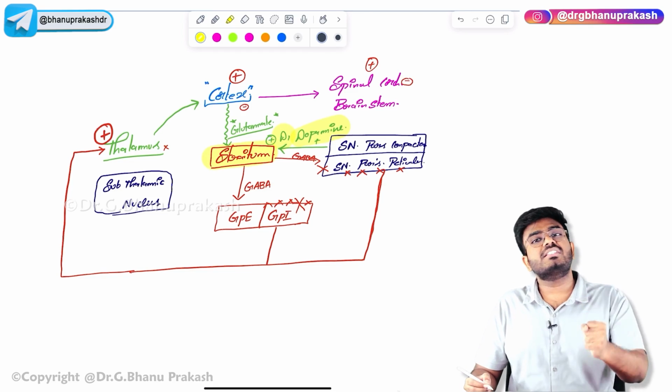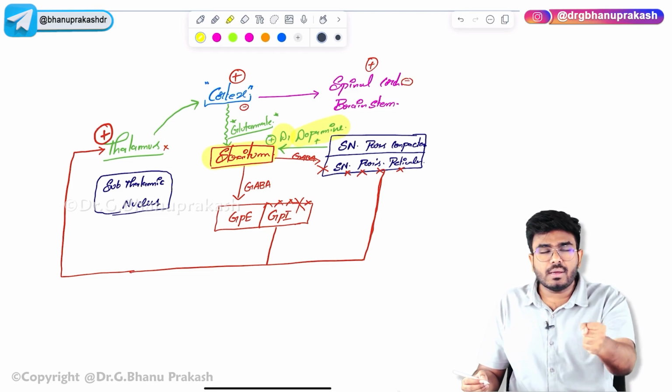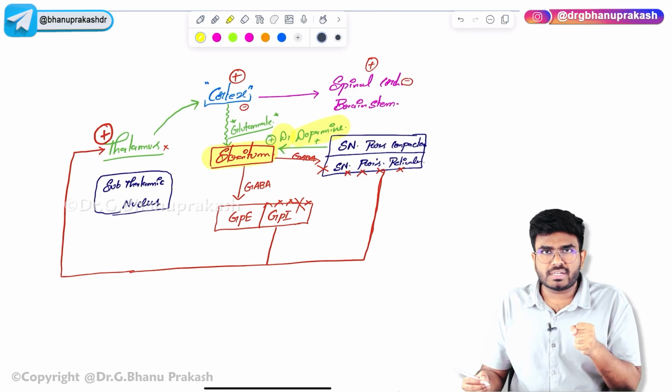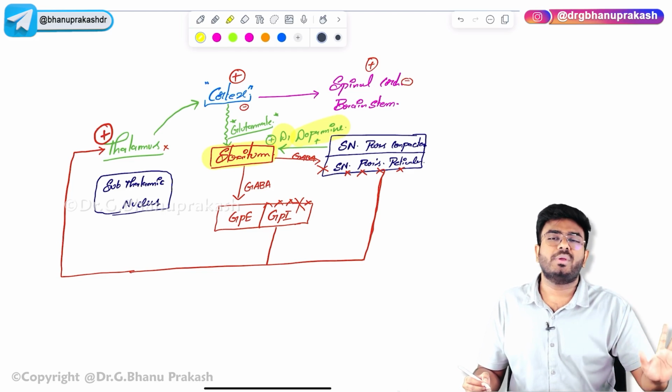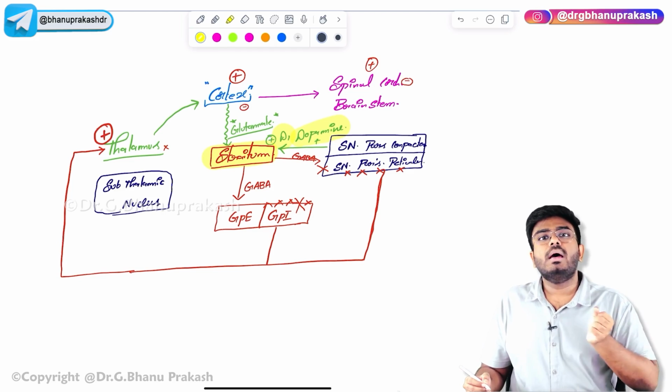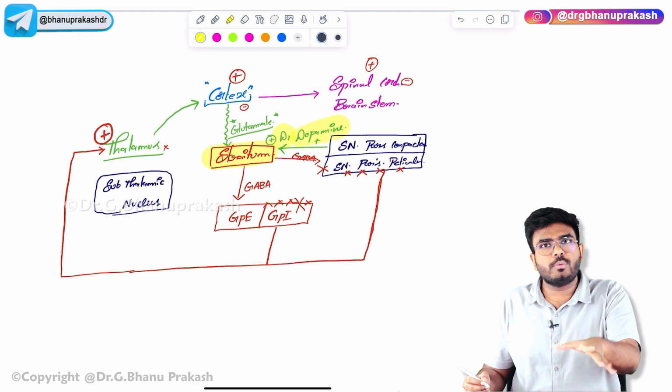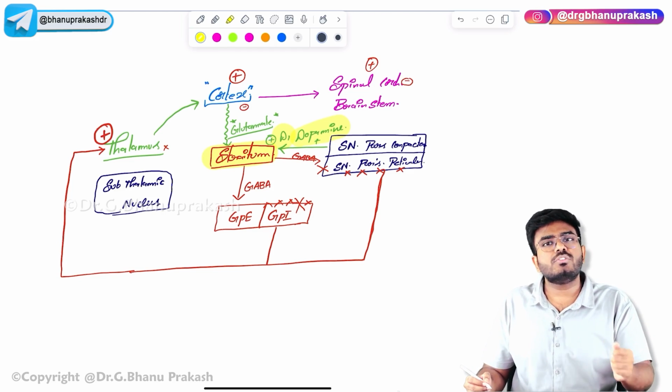And dopamine is the one giving the booster. It's like a kickstart for the movements. It initiates the movement. Dopamine is responsible for the movements. Always remember, dopamine helps in the movements. Whenever you lose dopamine, initiation of the movements is going to be difficult. That's what happens in Parkinsonism.